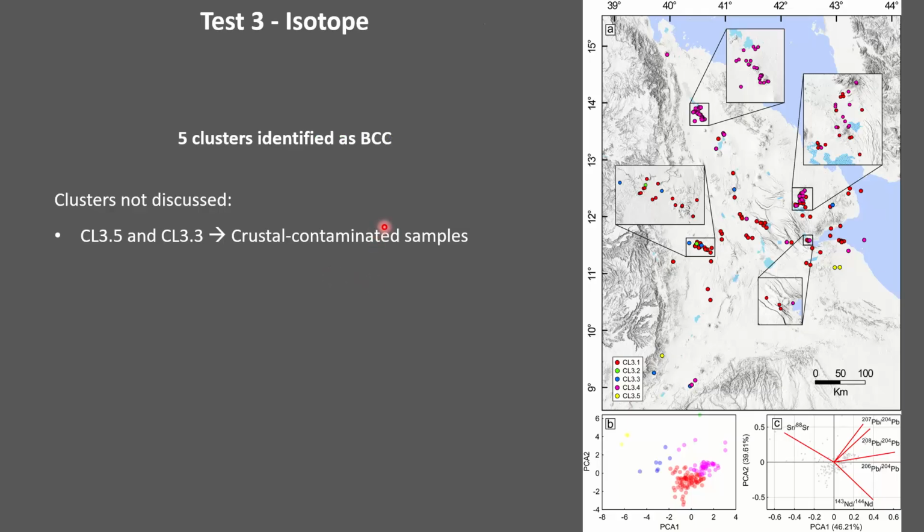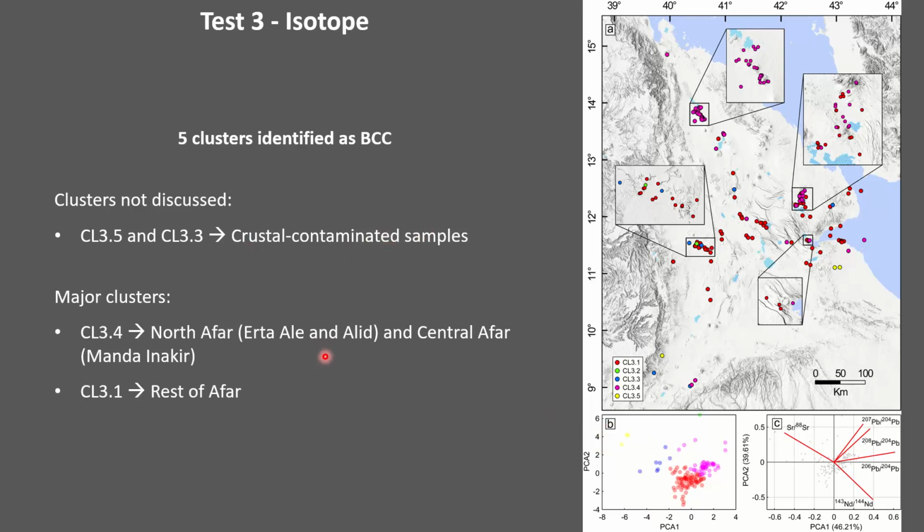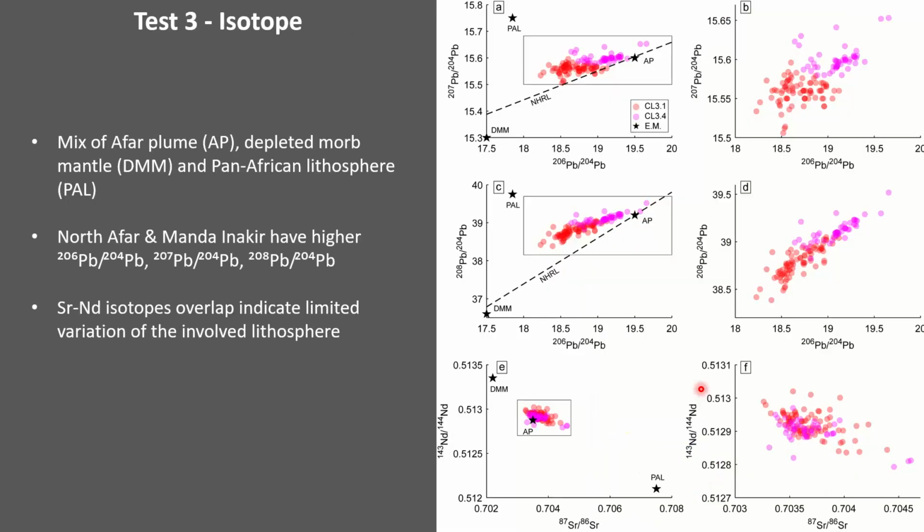So we now move to the last test, where the best number of cluster is 5, some of which again are not discussed, like these two, which is a small group of samples subject to cluster contamination, and we focus instead on these two clusters here. Cluster number 4, which again grouped together Alid and Erthale in northern Afar, this time together with some of the sample of Mandahinakir segment in central Afar, while cluster number 1 is basically, as you can see, the rest of the Afar samples. So let's go again to take a closer look to these two main groups.